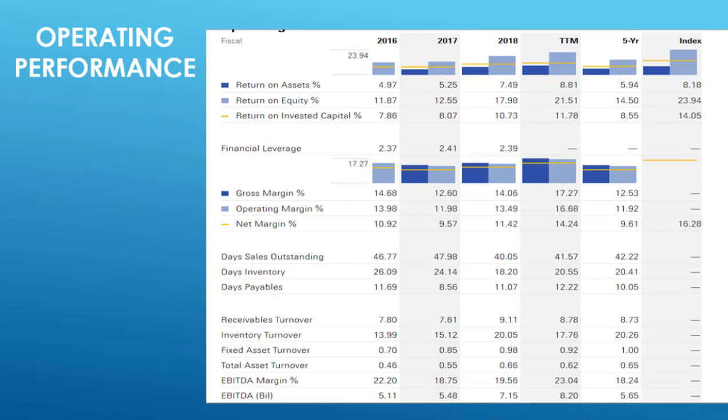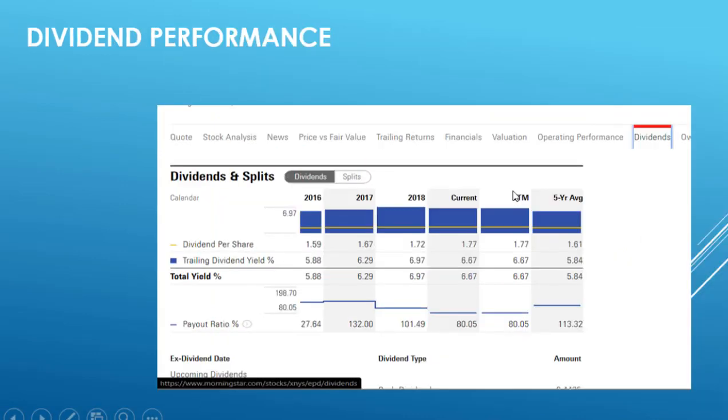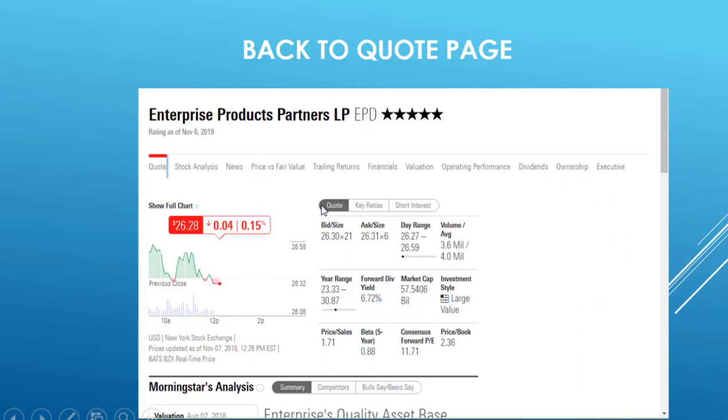We can also see its operating performance information, which means return on assets, return on equity, gross margin, operating margins, etc. Good information. We also see that we have some growth here, not only of revenue, but of dividends. So in 2016, the dividend was $1.59, 2017, $1.67, 2018, $1.72. Currently, the dividend is $1.77, so it's up. That gives us confidence that we can see that this company is growing and willing to reward its investors.